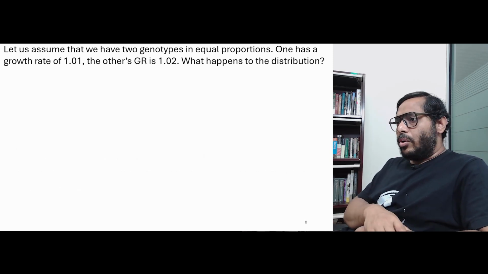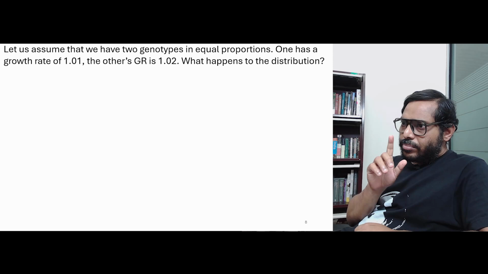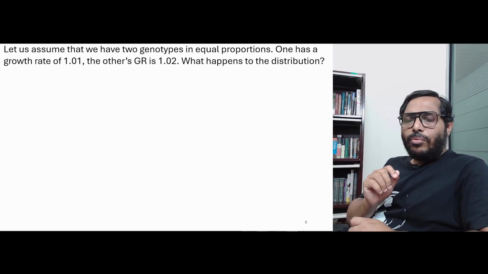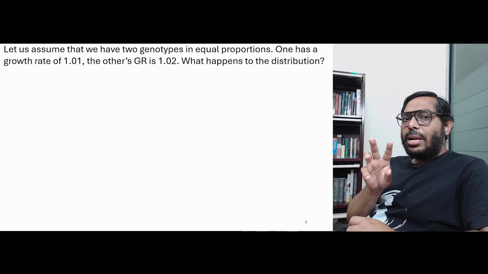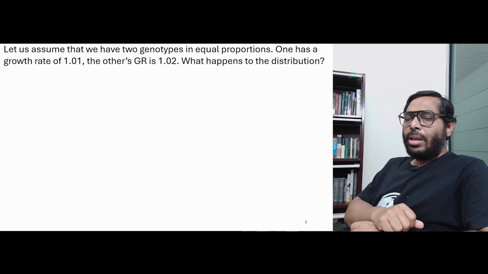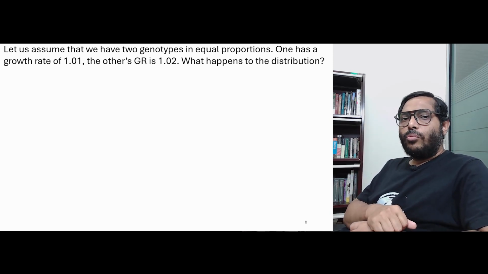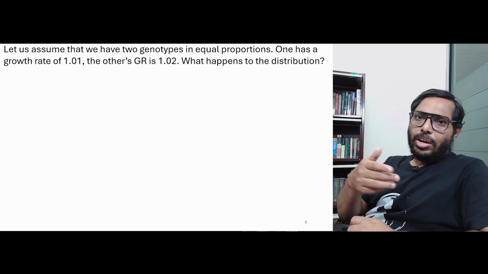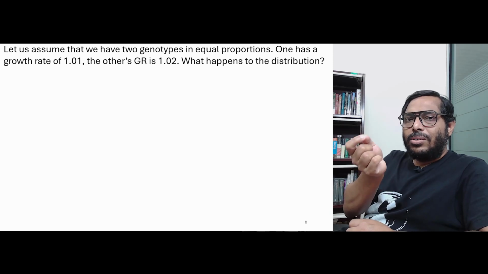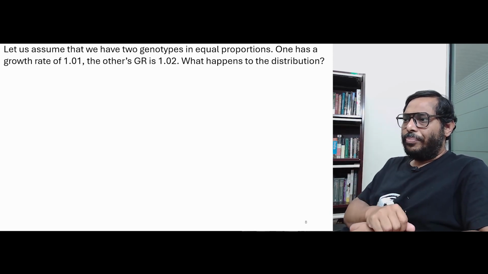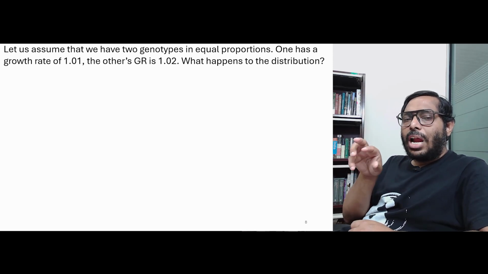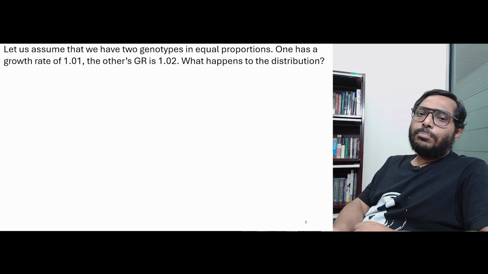The second point, in order to appreciate that, let us see what exactly is happening due to selection. Let us assume that we have two genotypes in a population, and that both of them are in equal proportion, so 0.5, 0.5 are their frequencies. Now let us assume that one has a growth rate of 1.01, so it is growing at the rate of 1%, the other has a growth rate of 1.02, a very slight difference, second place after the decimal. What happens to their distribution? In other words, in what ways does the proportion, which starts with 0.5, 0.5, change?